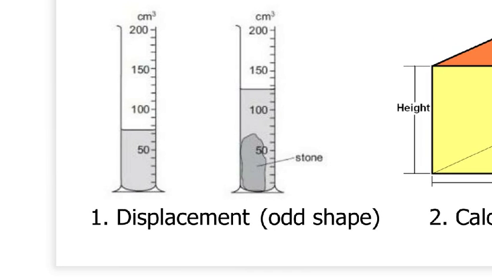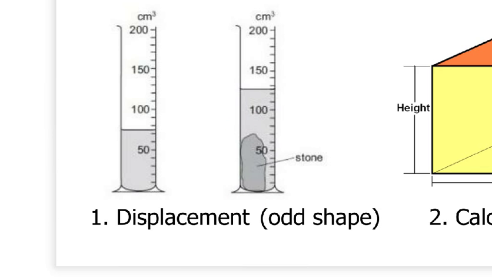One way is by displacement. If it's an oddly shaped object, like a rock, or some other object that does not have a clear shape, sort of bumpy, lumpy, with odd holes in it, then you need to use displacement to find the volume. You take a certain volume of water, stick the object into that water, and see how much the volume changes. The change in volume is equal to the volume of the object.